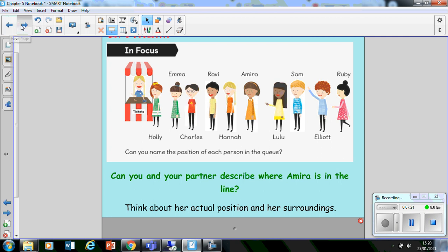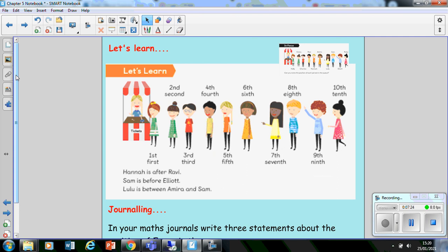Okay. Now, in order to understand your learning a bit more, we are going to do some journaling, and before we do the journaling, we are just going to check a few things. So here we've got our first all the way to the 10th position, telling you which person is where in the line. I have got sentences here to tell me that Hannah is after Ravi. Remember, we also used language with words like before, after, and in between. Okay, so I've got Hannah is after Ravi.